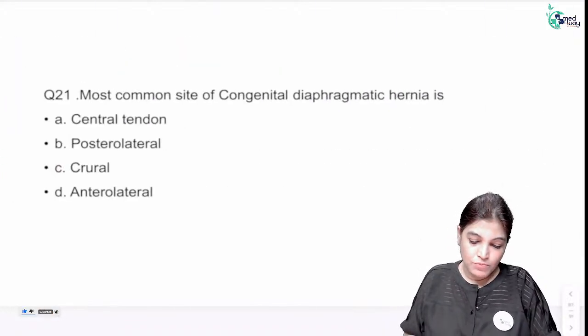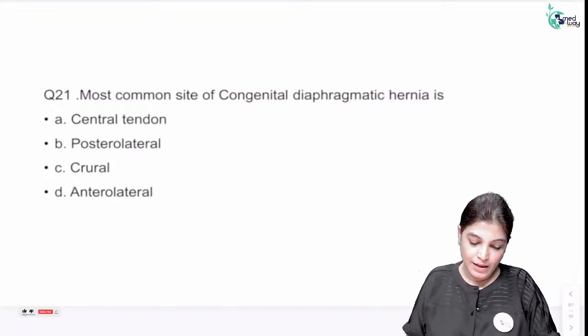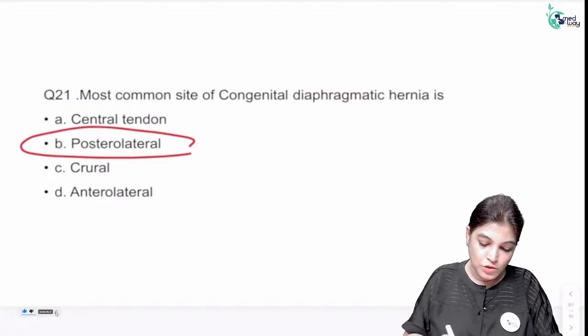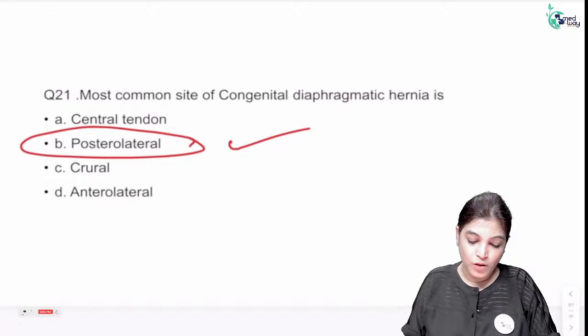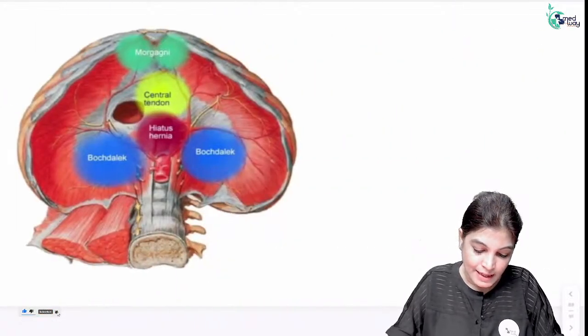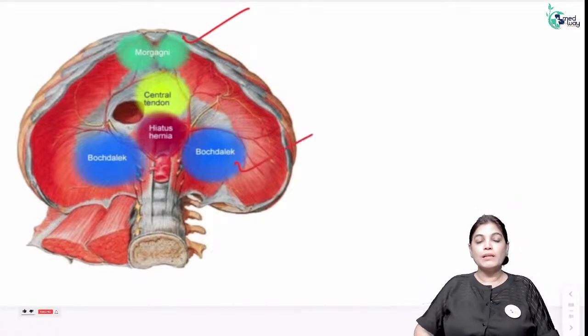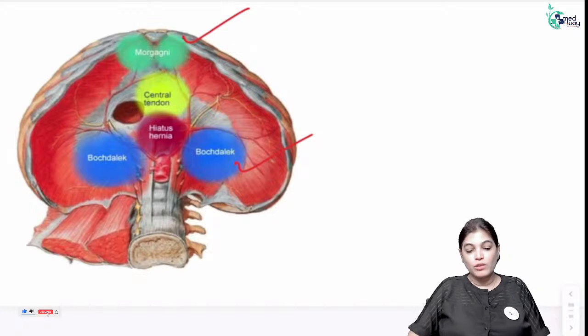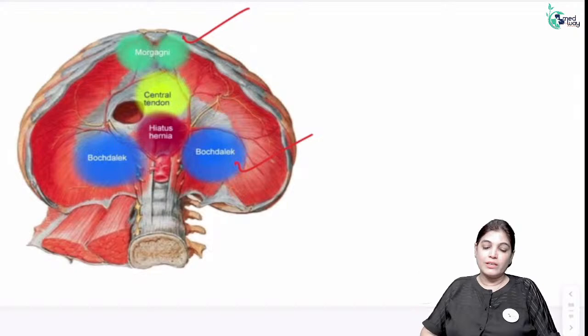Now, the most common site of congenital diaphragmatic hernia. I will go with posterolateral. We have got Morgagni and we have got Bochdalek hernia. Here you can see anteriorly there is Morgagni hernia, and posterolaterally, in the gap in the pleuroperitoneal membrane, we have got Bochdalek hernia, which is most of the time located on the left side and posterolaterally. So we'll mark this as the right answer.